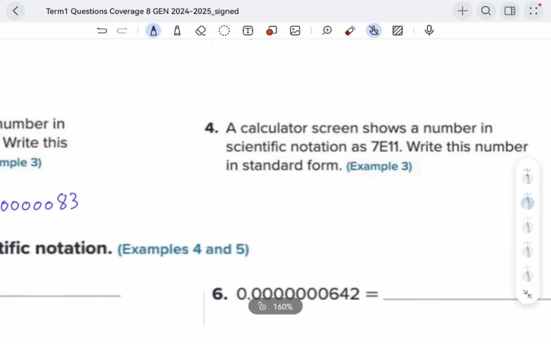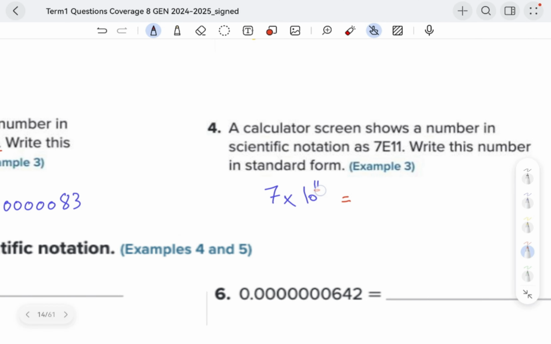Here is the same, but with positive power of 10. We're going to write it in the standard form. We have power 11. We're going to have 11 zeros. 7, then 11 zeros. 1, 2, 3, 4, 5, 6, 7, 8, 9, 10, 11. 3, 0, 3, 3.